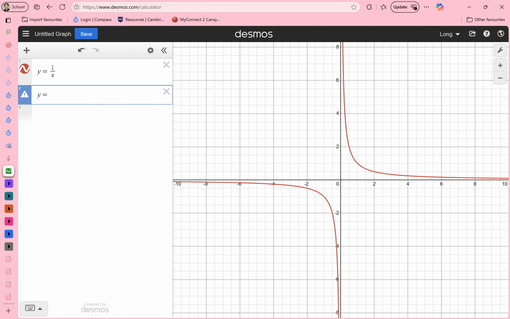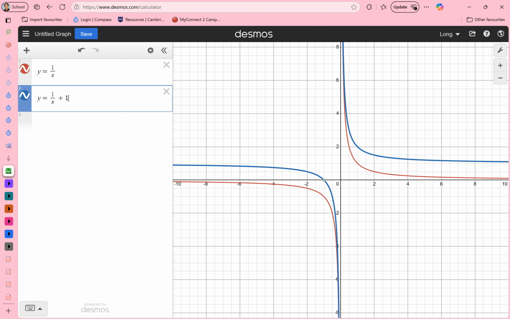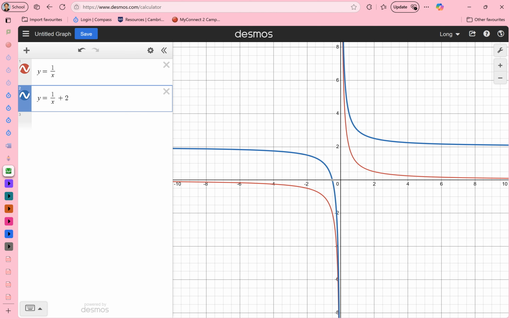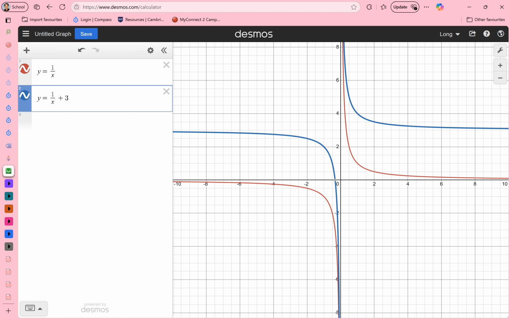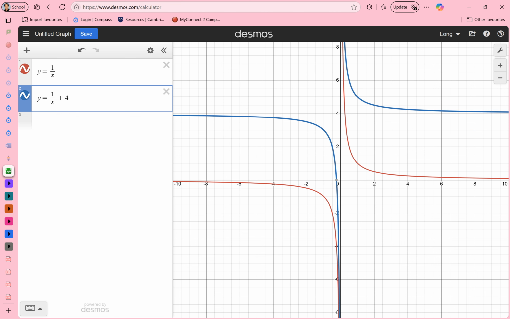I go back here. I do exactly the same that we just did with our quadratics. So 1 over x, it's in blue. Now all I do is I say plus 1. Can you see how it shifts the graph up 1? Plus 2. Whoops. Plus 2. Plus 3. Plus 4. Now what's interesting is there is an invisible line that we can't see here.